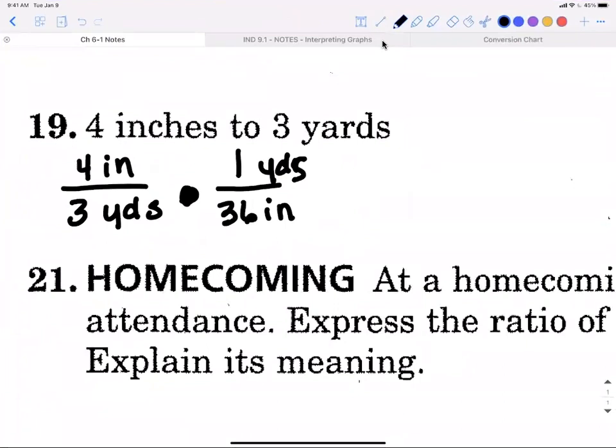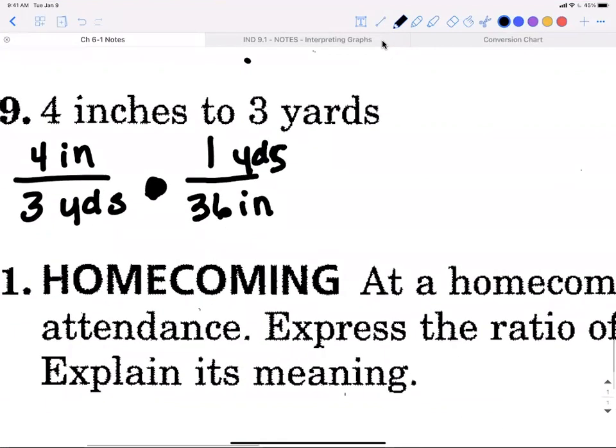Now, could you just write the conversion of 4 inches to 3 yards? Absolutely, but you don't get the credit if you just write the answer. I need to see this fraction right here where you did the conversion, and then I need to see equals. Remember, we got rid of the big one, yards, and now everything is in inches. So 4 inches over 3 times 36, which is 108.